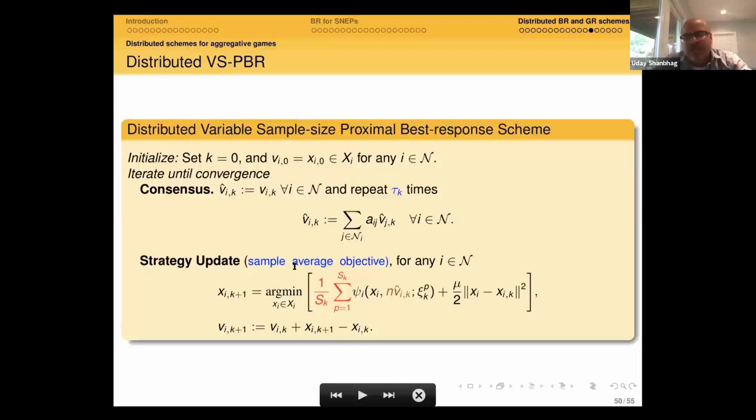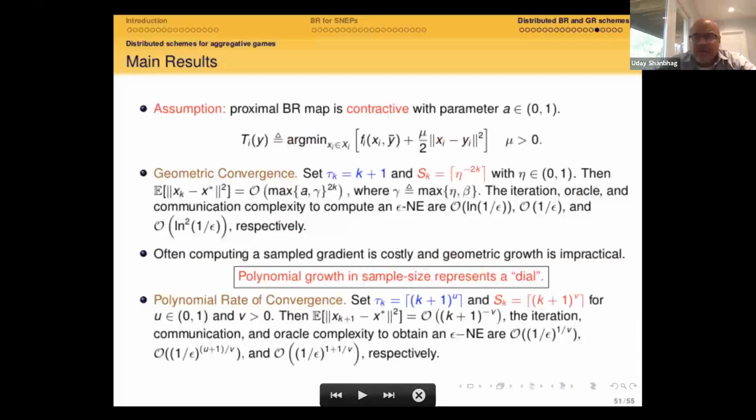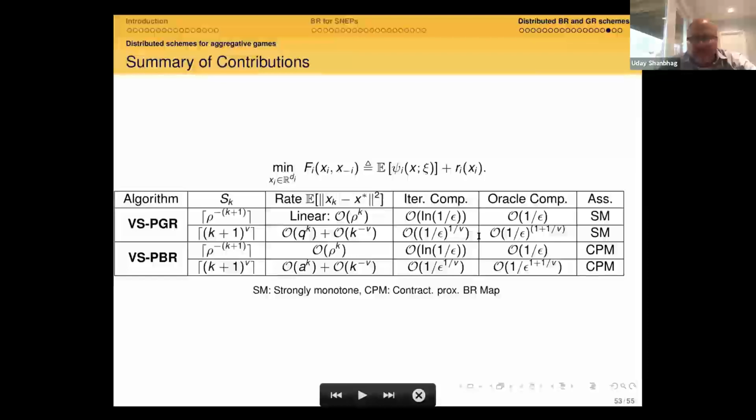But our goal is to see, based on the way Sk grows, what can you say about the complexity and the rate guarantees, right? It turns out that you can get very similar results. And this is quite a busy slide, but what I want to point out is that you get very similar rate guarantees and complexity guarantees. So this slide actually captures it.